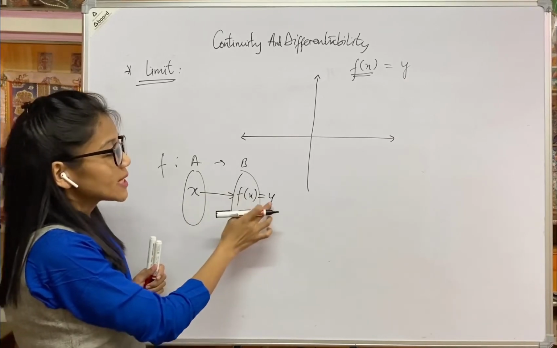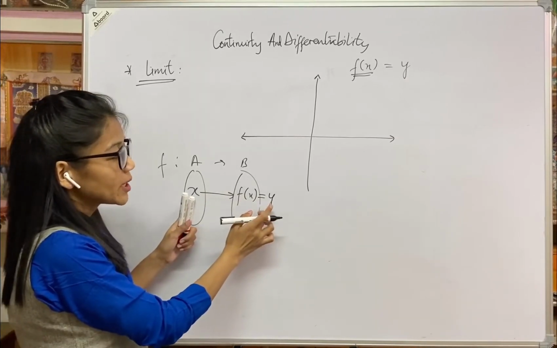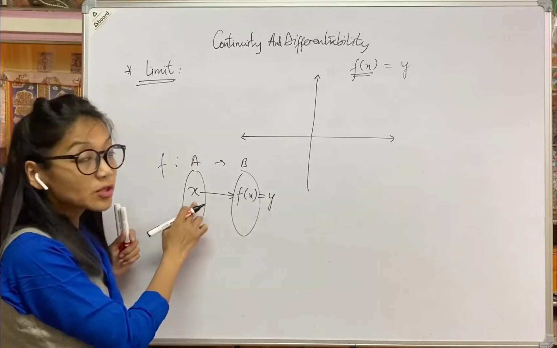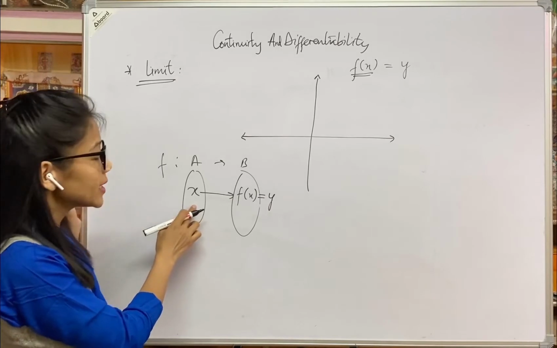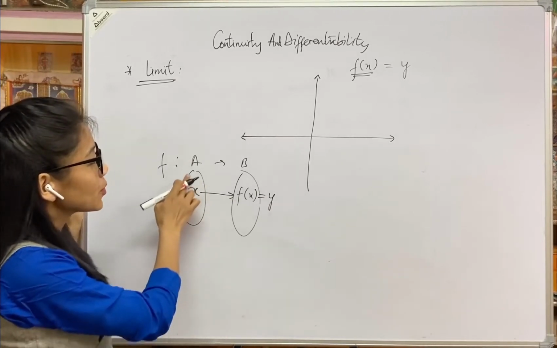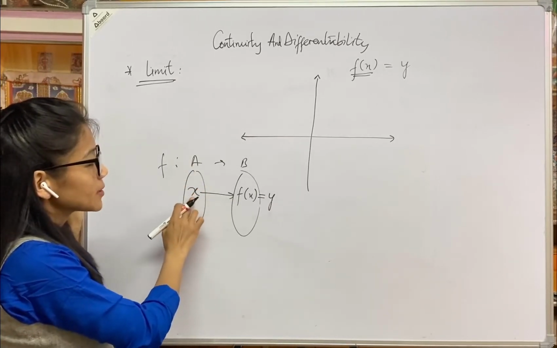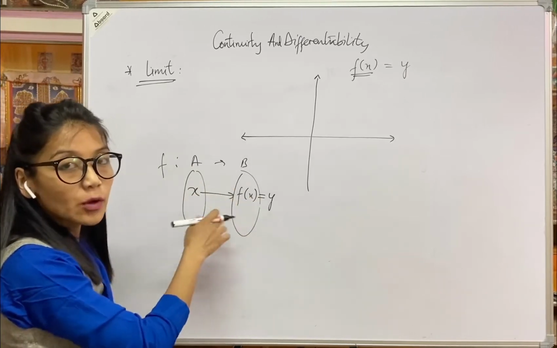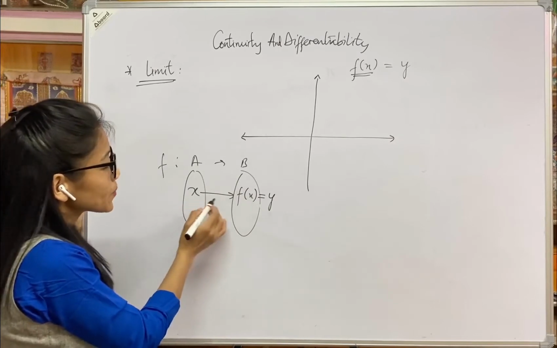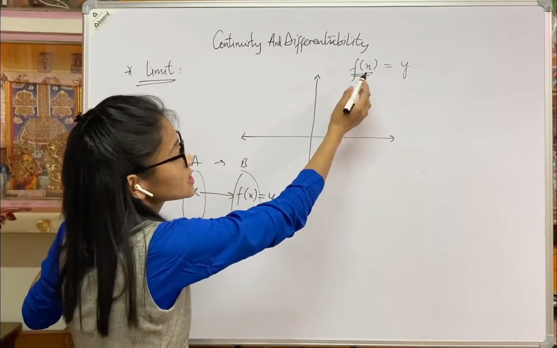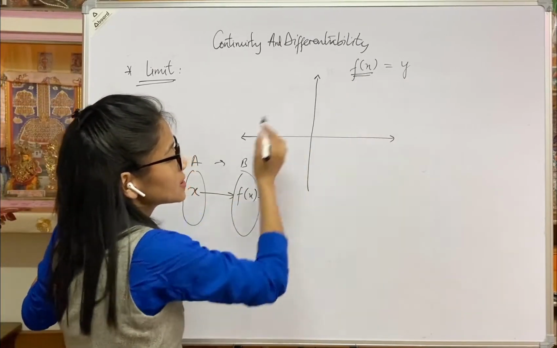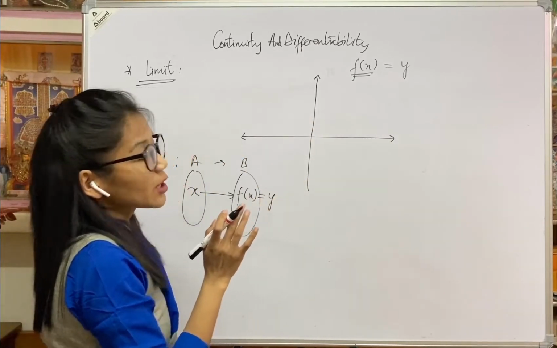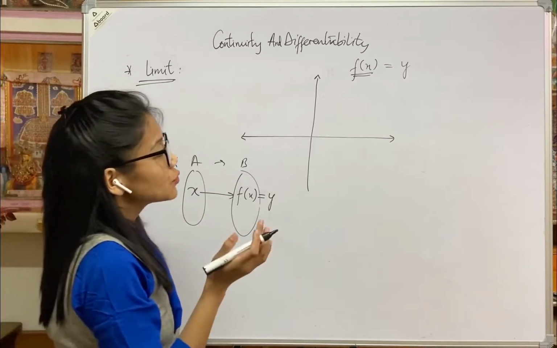When we take the 2 variables x and y, we say that y is the dependent variable because it depends on the value of x. x is independent. So x can take any value from the set A, and corresponding to each x, you will get one unique image. This is how we define a function. When we write f(x), it is the image of x under the function f.